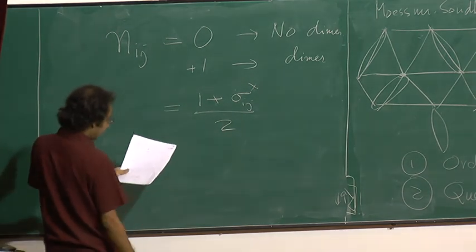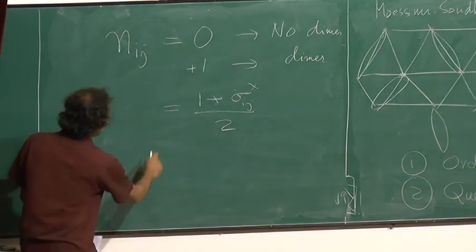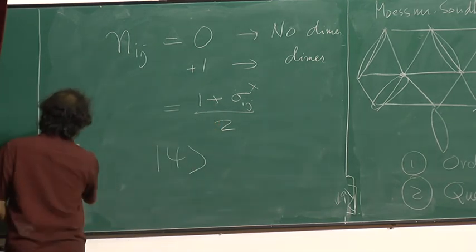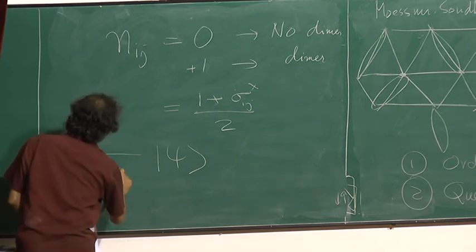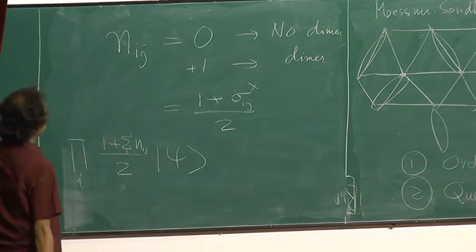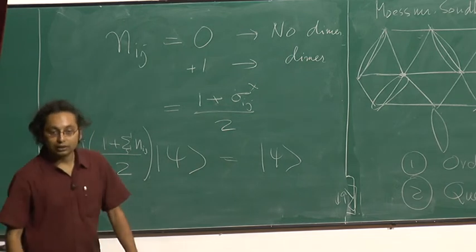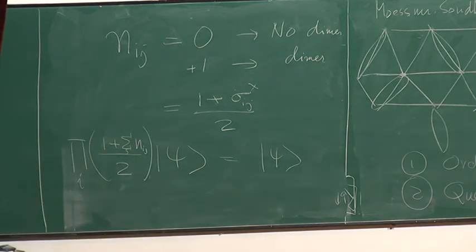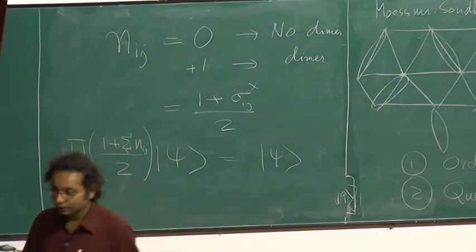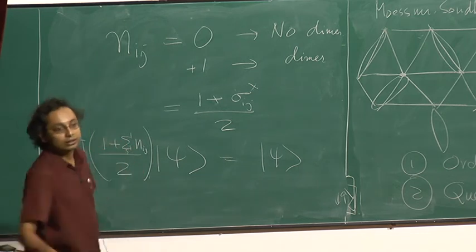And the fact that you need to have one dimer per site is basically this: if you find any state in terms of the sigma x's, and you operate on it with this operator, the product over i of 2 minus 1 plus the summation over j of n_ij, where j is the nearest neighbor, this should give me zero. That's valid for any physical state. So I can try to implement this in this hard form.